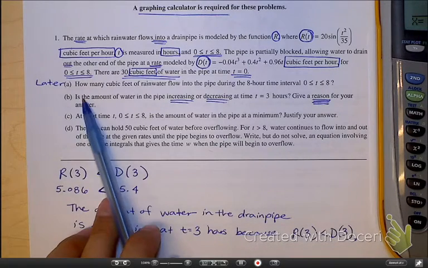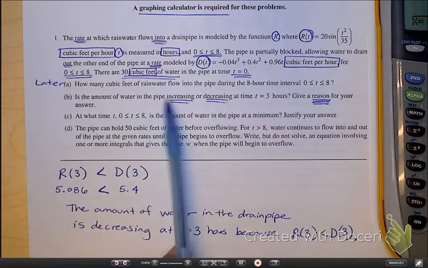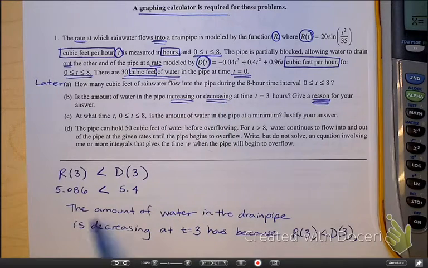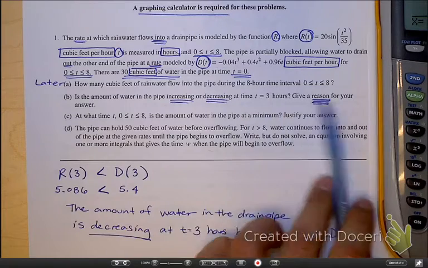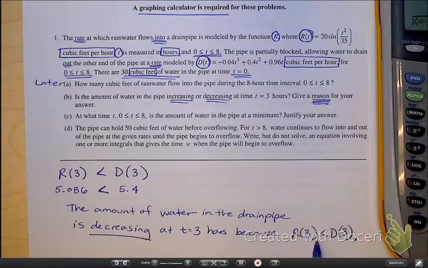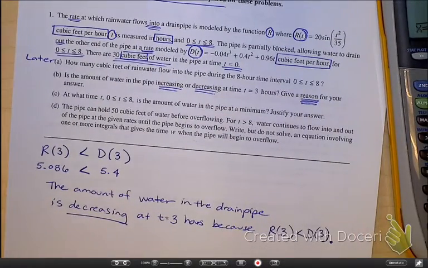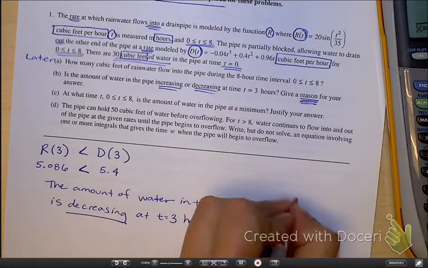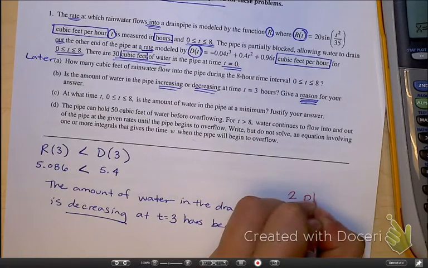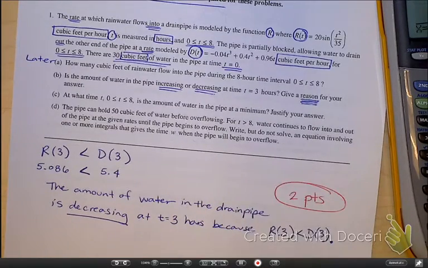So did we answer the question? It says, is the amount of water in the pipe increasing or decreasing? We said the amount of water in the pipe is decreasing at t equals 3 hours. We gave a reason as well. It's because the rate that it's leaving is greater than the rate that it's entering. So on the AP exam, this one is worth a total of 2 points. And remember that each free response question is worth 9 points. So that just got you 2 of those 9 points.